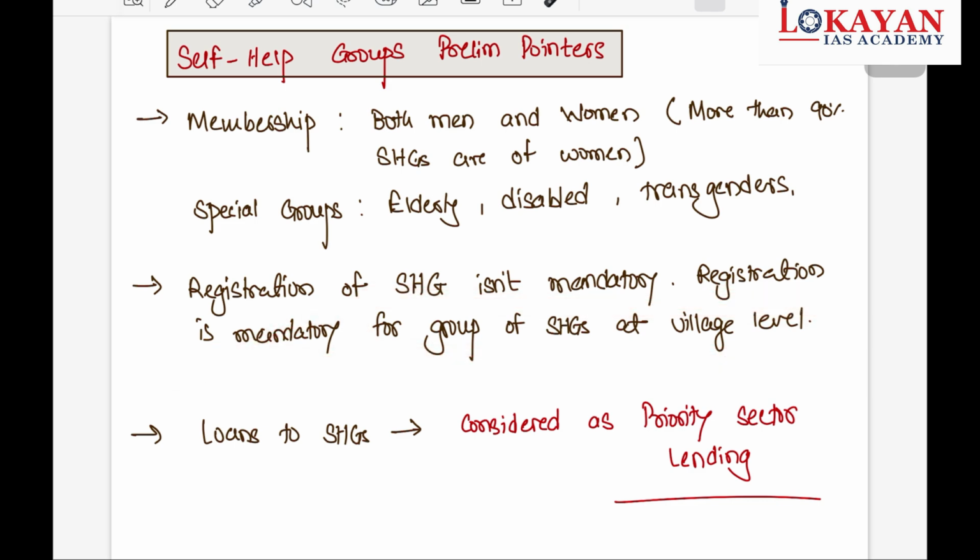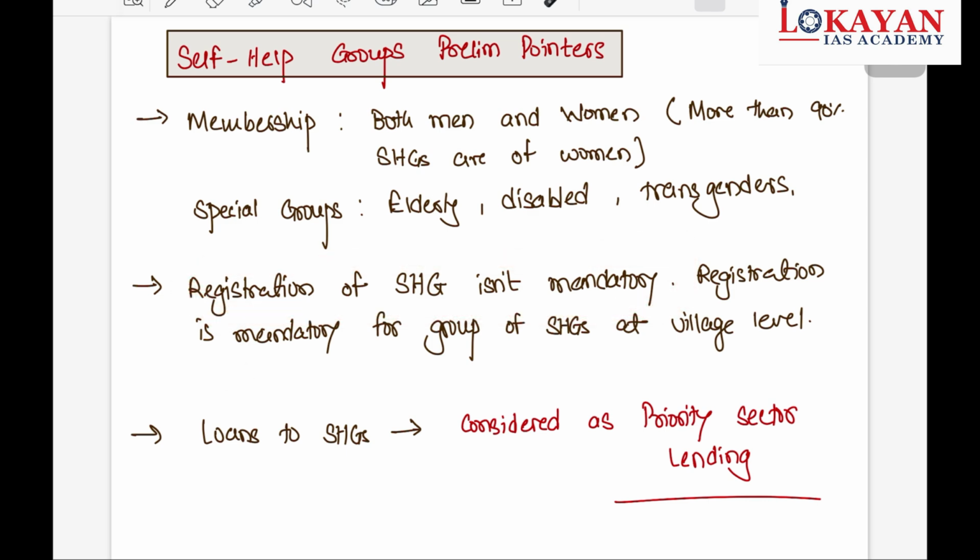Or if they have to avail some benefit of some government scheme, etc. At that time registration will obviously be mandatory. But read the statement carefully. If there is a plain statement like registration is mandatory for SHG, then it is incorrect.